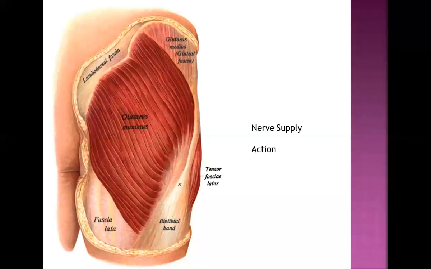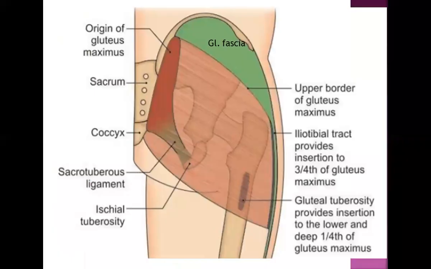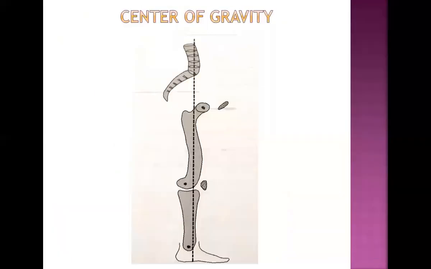For example, when you are standing up from a sitting position, to give stability to the trunk for extension, gluteus maximus is the muscle that acts.